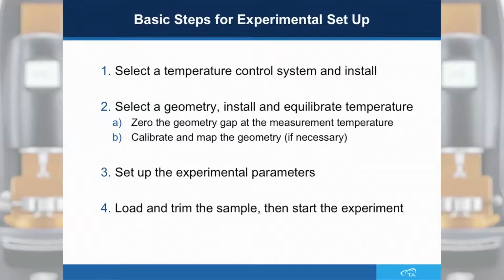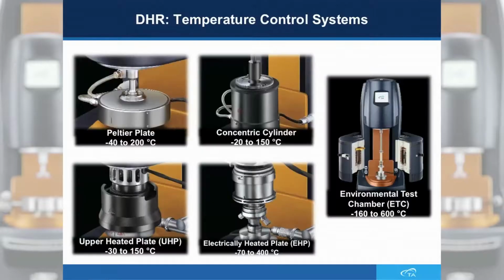Select the temperature control system and install. Select and install a geometry. Set up the experimental parameters in Trios software, and lastly, load the sample and start the experiment. There are a wide range of temperature control system options available in the DHR, and there's a good chance you have at least one or more of these systems.